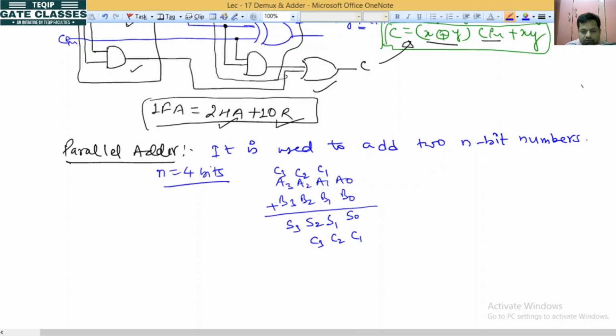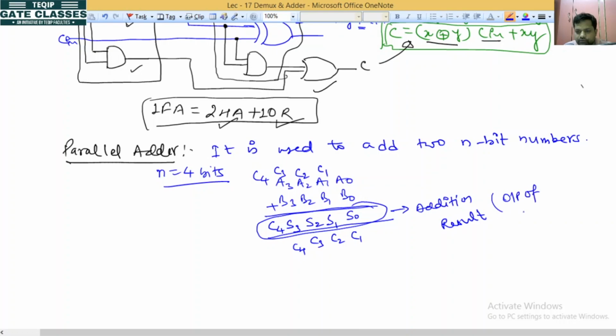We get S3, so we got C4 carry, so C4 carry will be here and it can be this one. So this is the addition result, or you can say output of parallel adder, PA. If you see here, so what we get here, you see here, these are two 1-bit numbers we are adding here.